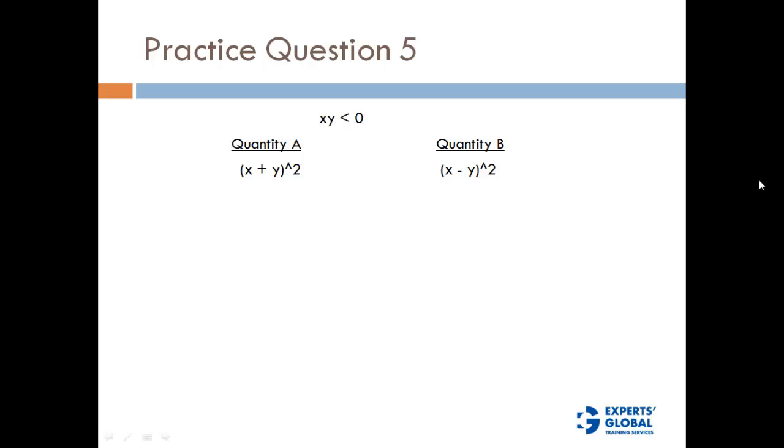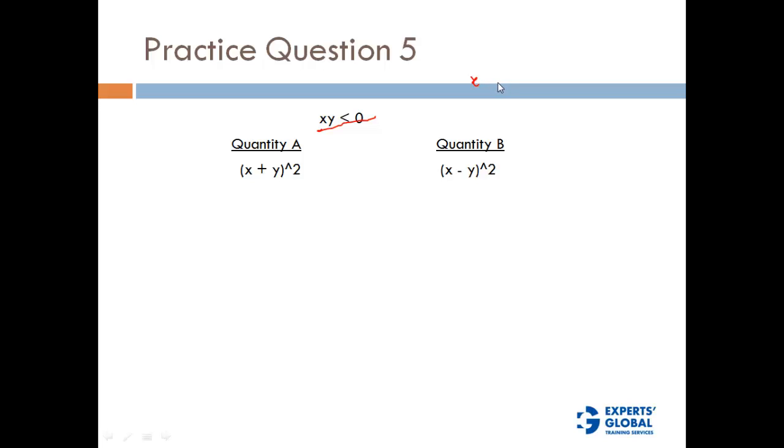Okay, so let's look at question number 5. You can pause the video and try to see if you can solve this. Okay, so the information we have is that xy is less than 0, right? So the product of x and y is negative. That means either x is positive or y is positive and the other number is negative. The only way we can get a negative product is when one of the numbers is negative, right?